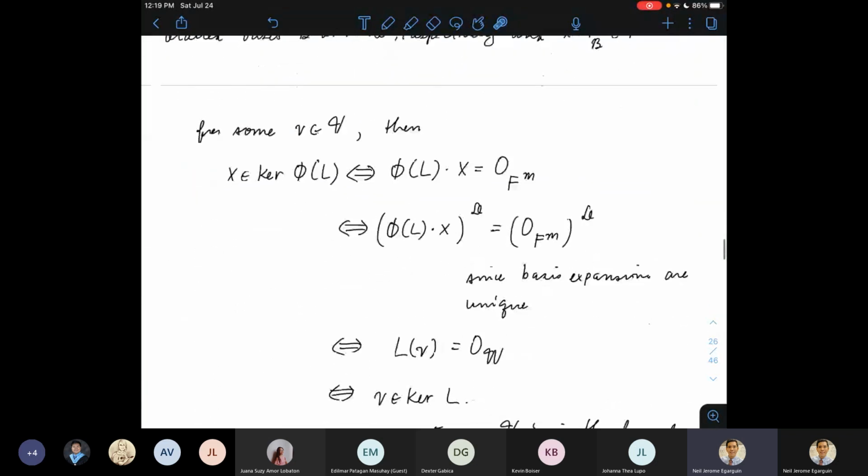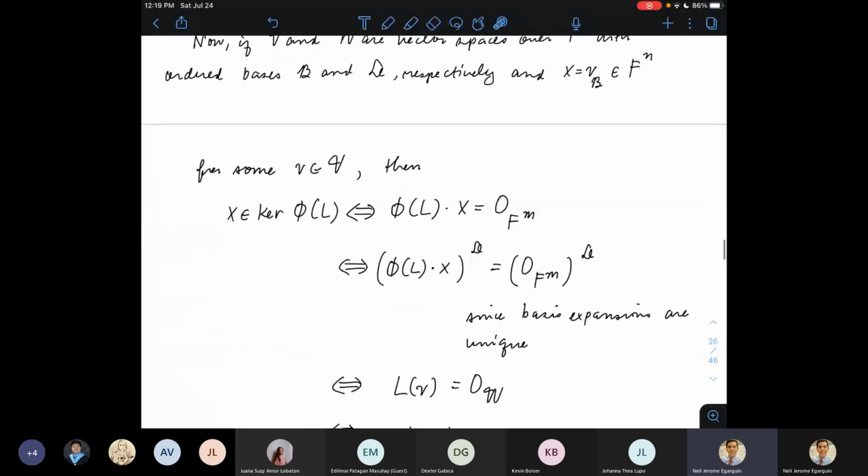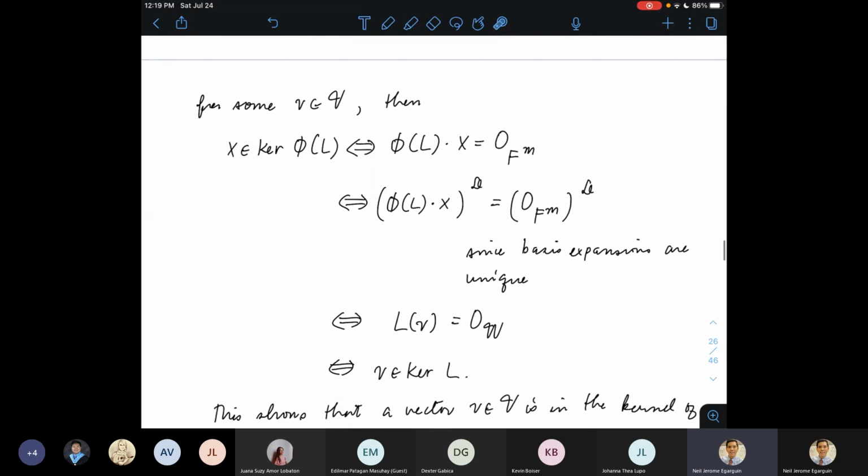And then here I talk about how the kernel of a matrix is related to the kernel of a linear transformation. Okay, so let's take a look at that. So suppose X is an element of the kernel of phi L. Remember that phi L is the matrix representation of a linear transformation. Okay, so ito ay matrix na nagre-represent sa linear transformation.